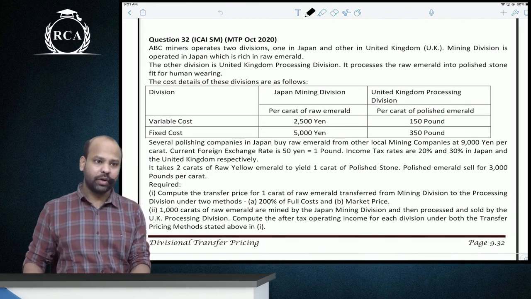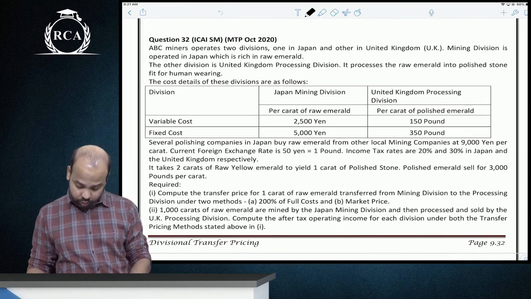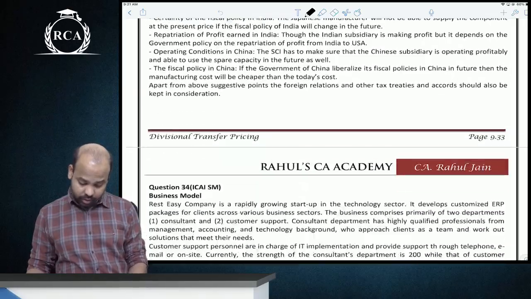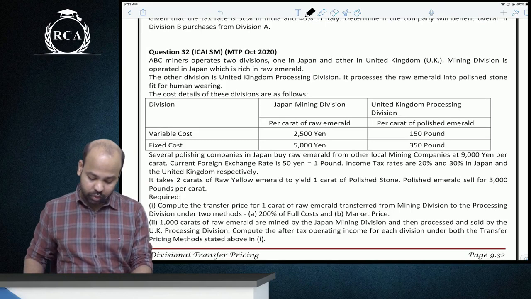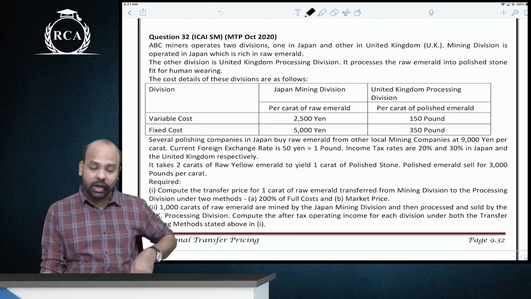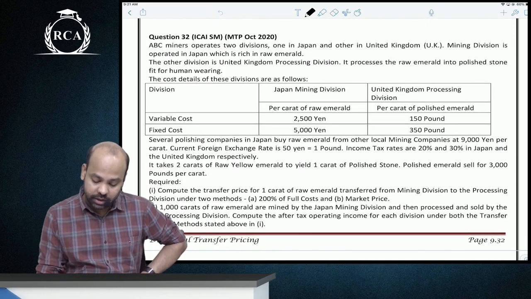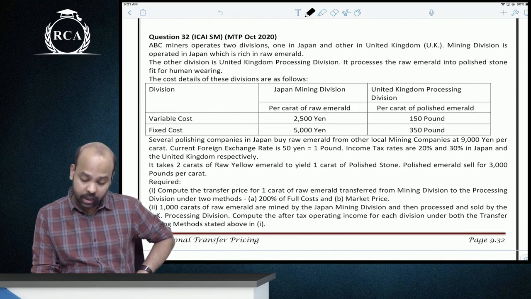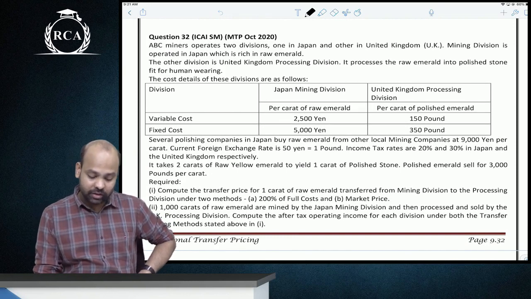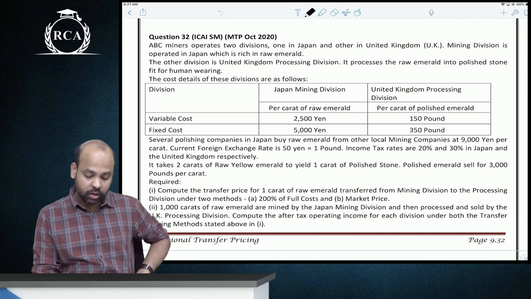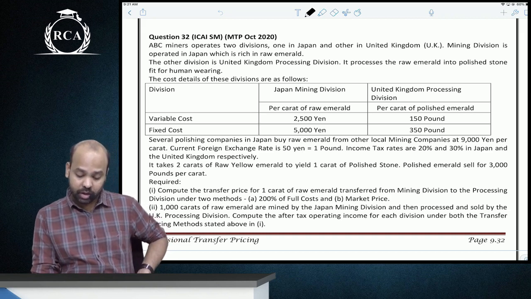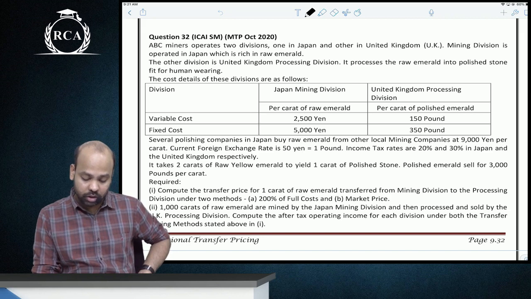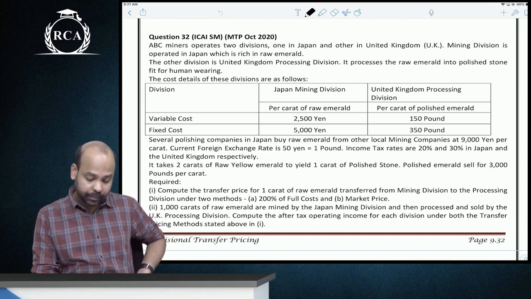Let us do one more question, guys, and that is question number 32. Let's do question number 32. 33 is normal. 34 is normal. ABC Miners operates two divisions, one in Japan, the other in UK. Mining division is operated in Japan, which is rich in raw emerald, guys. The other division in UK is the processing division. It processes the raw emerald into polished stone fit for human wearing.